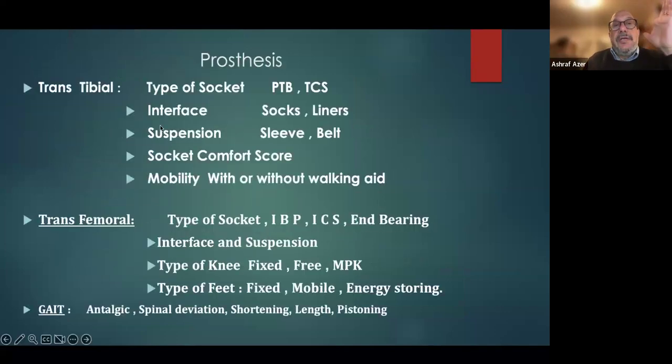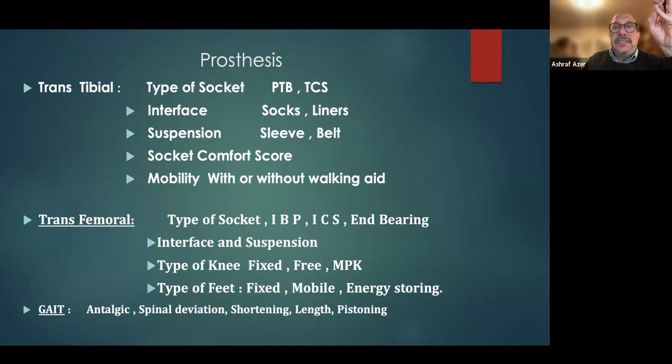So now, at the end, the summary for transtibial: we commented on the PTB, total contact, types of interface, socks, cotton or liner, type of suspension, sleeve or belt, and socket comfort score. Socket comfort score means how comfortable are you in the socket, between 1 to 10.